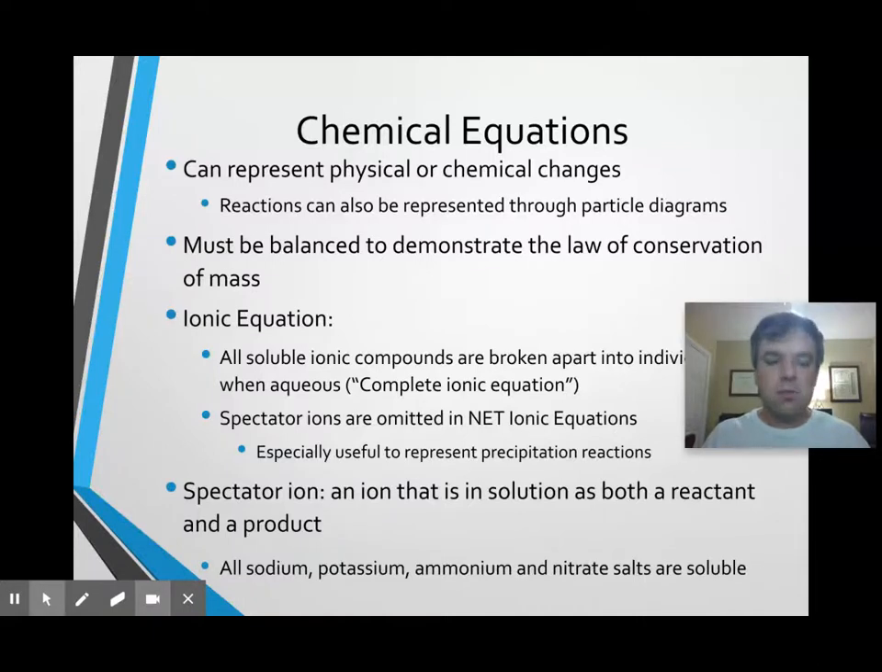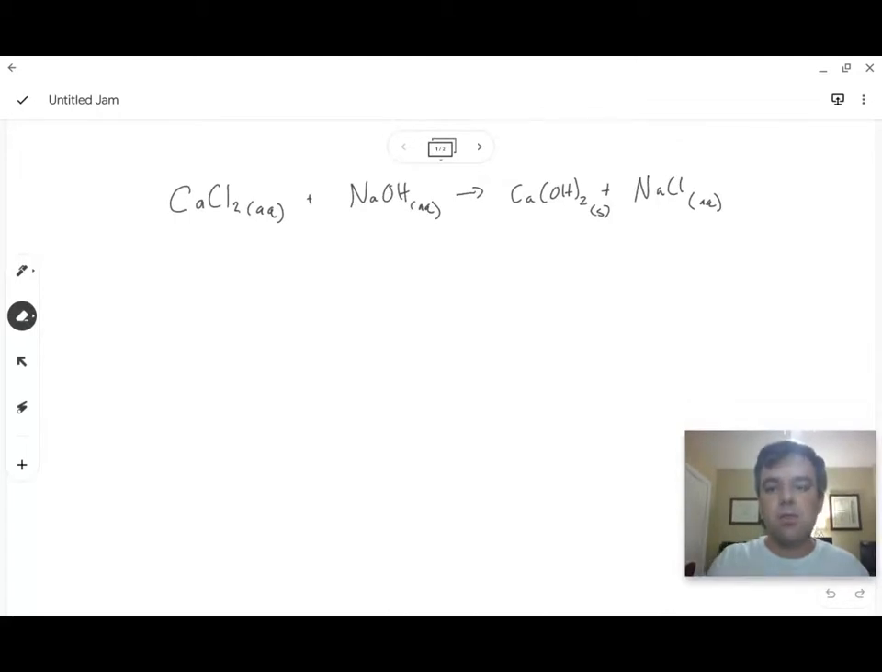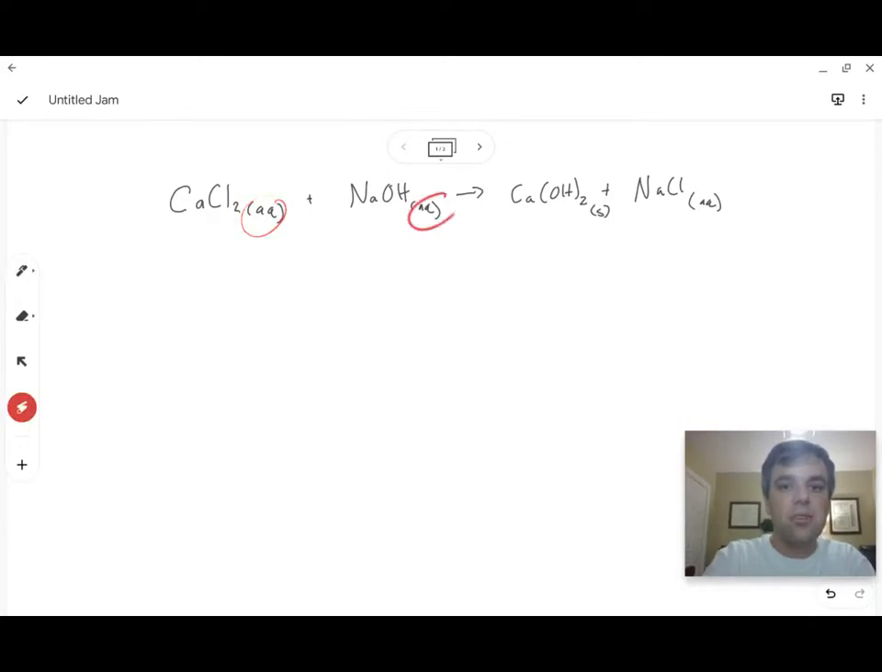All right, and welcome back. What I do want to do is walk you through just a couple of examples of some net ionic equations that we could write based on our knowledge of solubility rules and everything else. So for this reaction right here, we've got calcium chloride plus sodium hydroxide makes calcium hydroxide and sodium chloride. Now, we know that 3 of these things are soluble because it says right by them AQ, which means aqueous or dissolved in water. And then calcium hydroxide is our insoluble precipitate.